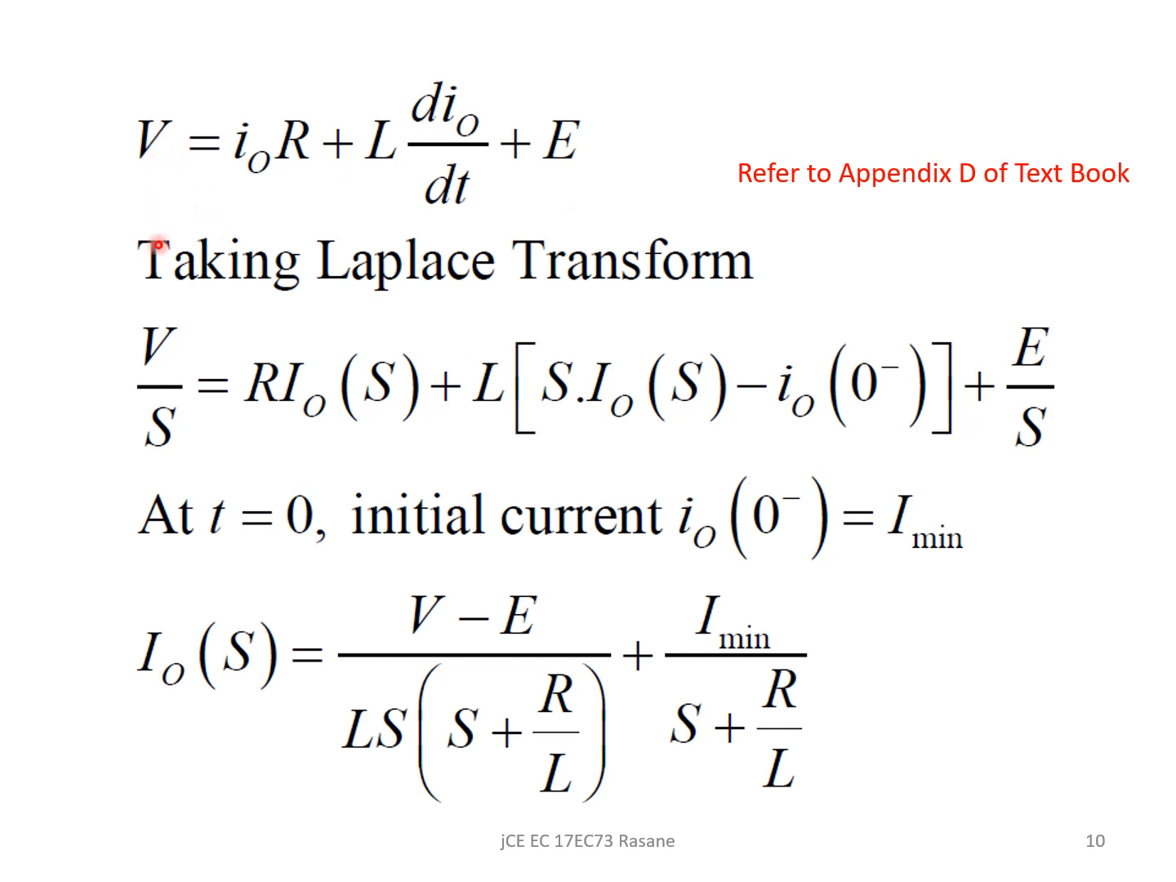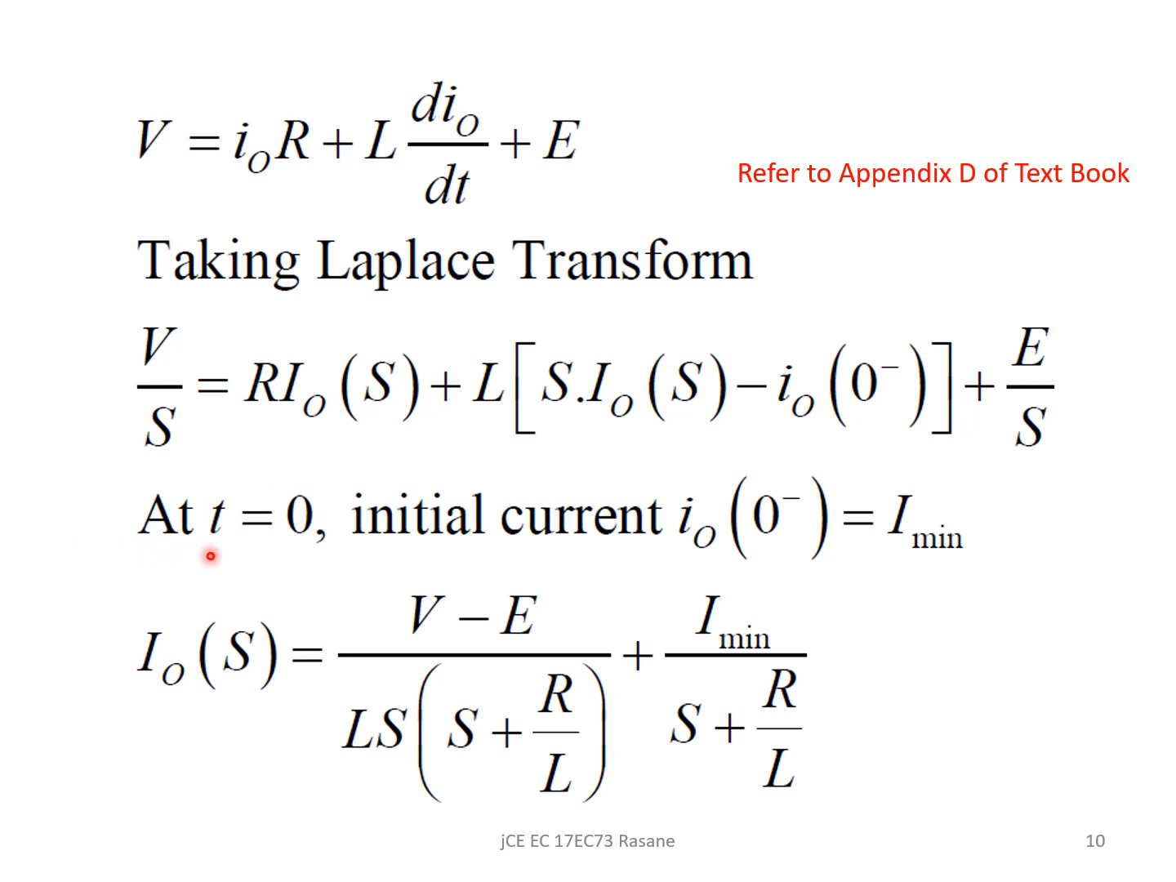So, according to him, if I take the Laplace transform, we know V can be represented as V by S, I naught will be represented as I naught S, R is a constant value so I keep it R, plus L di by dt will be represented by S into I naught S minus the initial value of current in the inductor, plus E by S. E is again a voltage, so like we have taken V by S, this will be E by S.